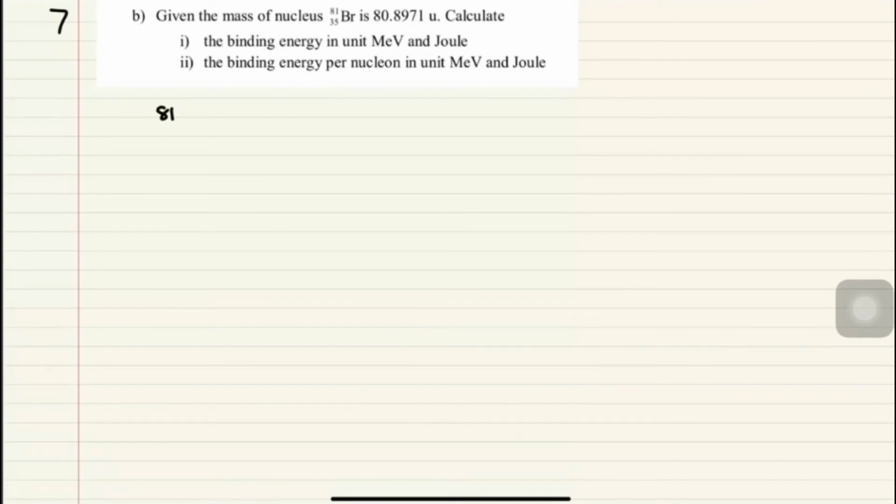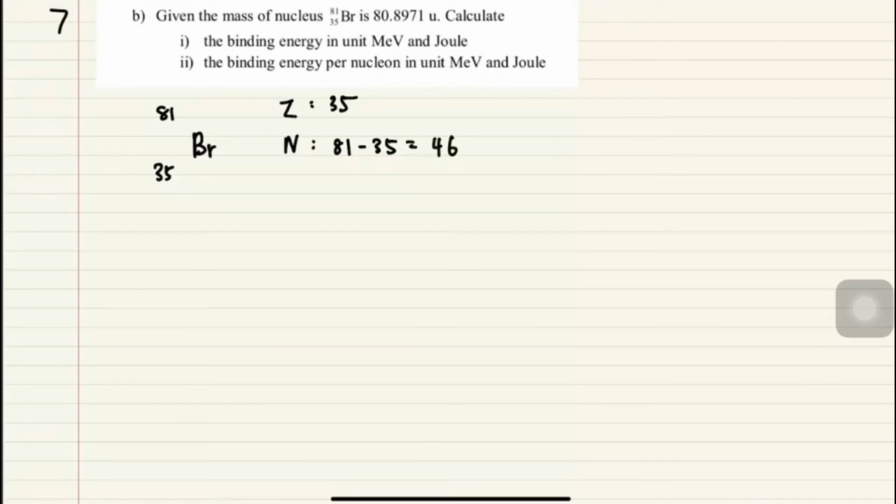Okay, Z dengan N. Berapa nilai Z, berapa nilai N? Siapa boleh beritahu? Nilai Z berapa? 35. 35, very good. Nilai N? 46. 46, sir. Yes, very good. It will be 46, which is 81 minus 35, which is equivalent to 46.